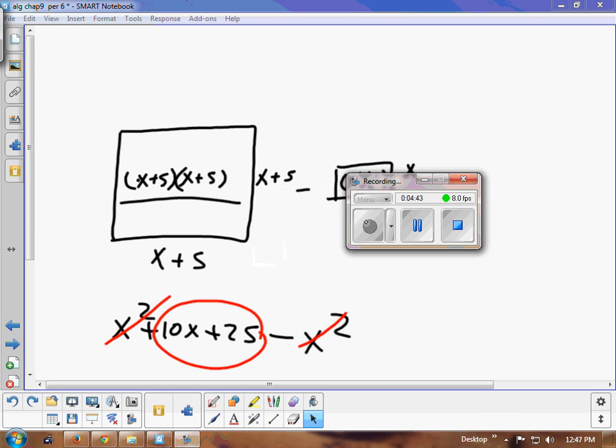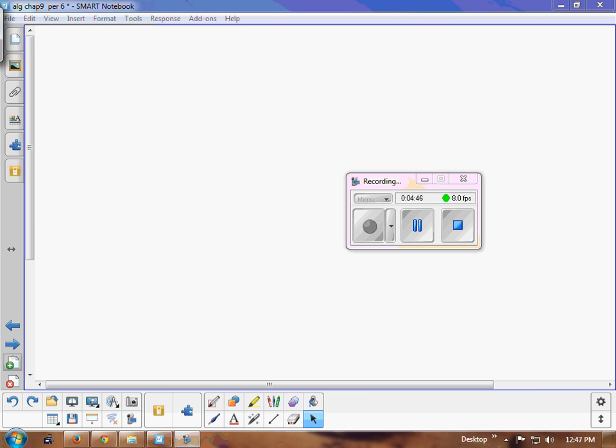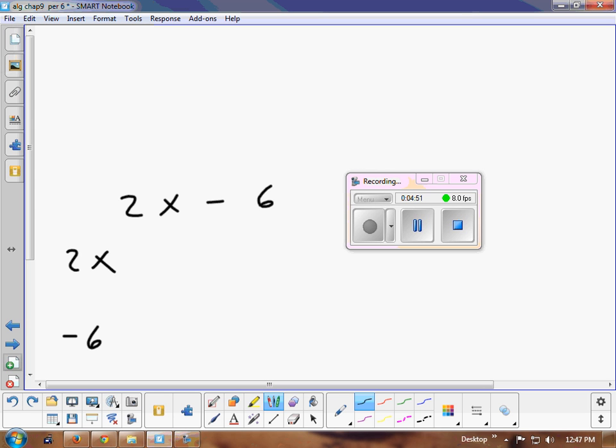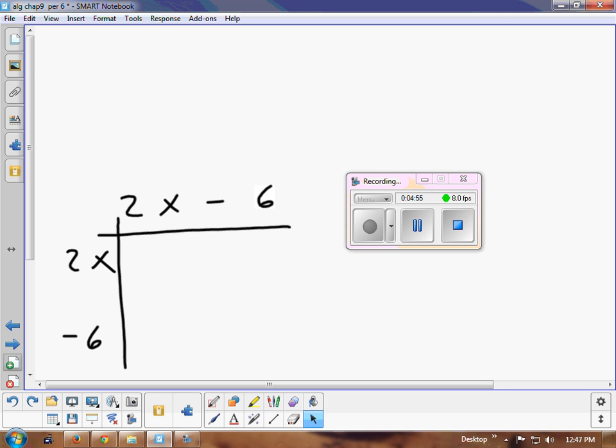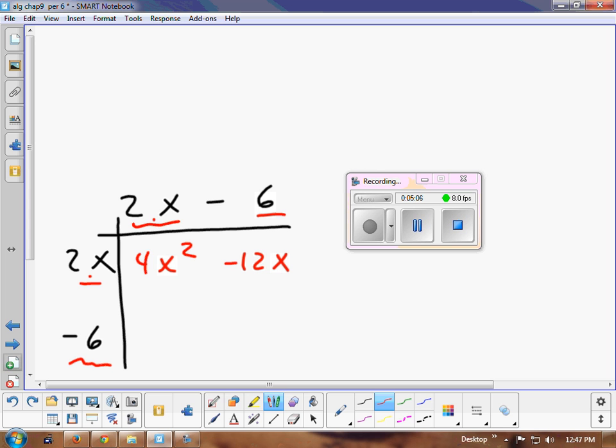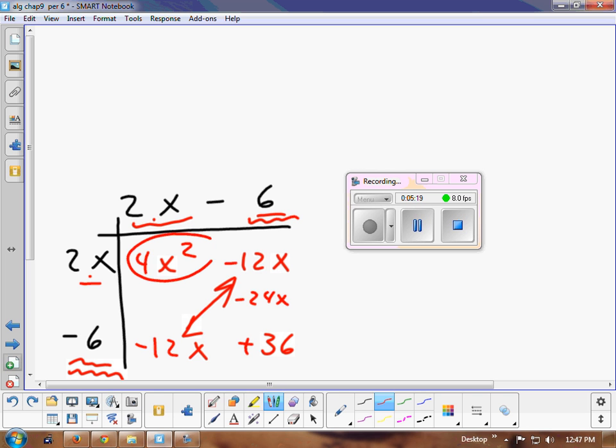Go over this real quick. We're going to square 2x minus 6. So that's 2x minus 6 times 2x minus 6. I'm going to use this method. It seems to work. These two multiplied is 4x squared. This and this is negative 12x. Negative 6 times 2x is negative 12x. And negative 6 times negative 6 is positive 36. When I combine these two, they become negative 24x. My answer is this, minus that. Okay?